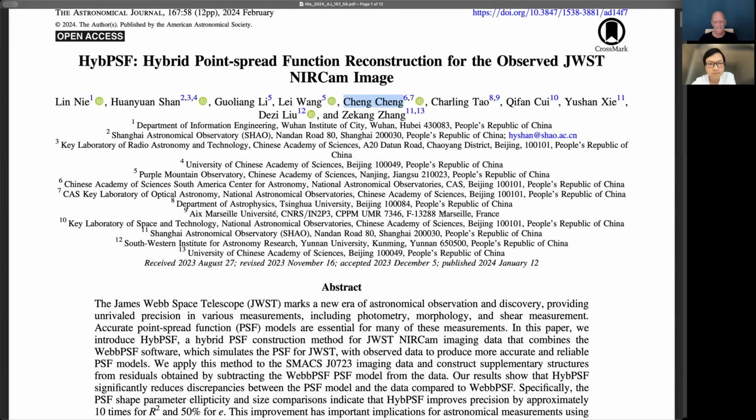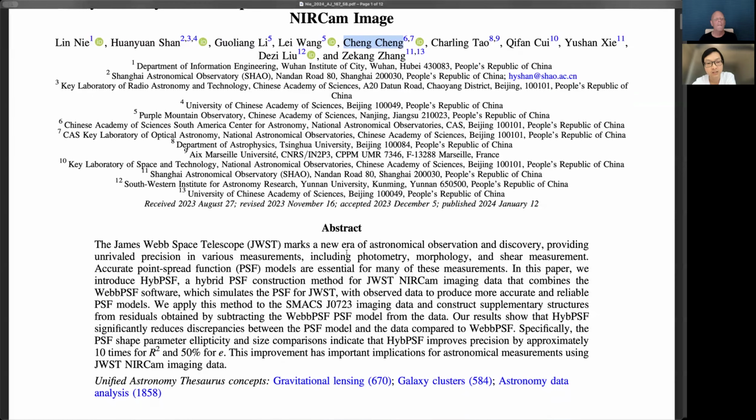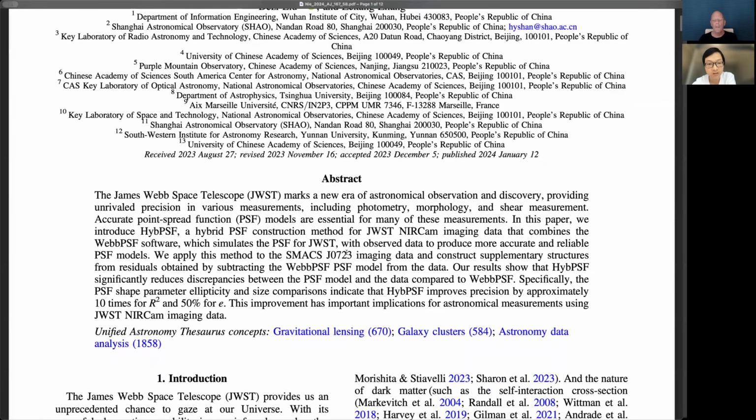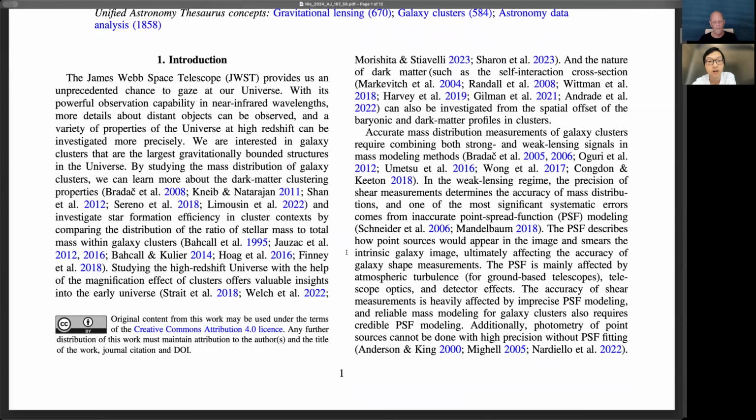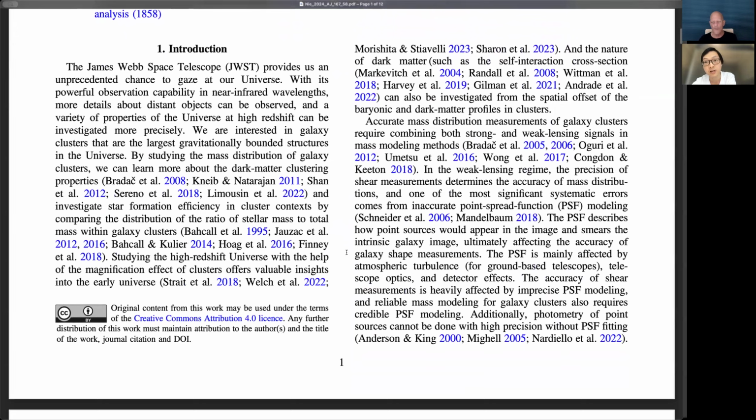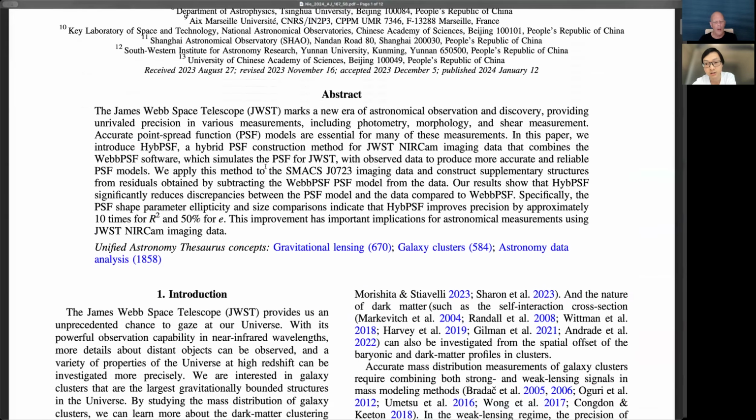Because, as mentioned previously, we mainly care about clusters, so the cluster SMACS 0723. We downloaded the data, and we want to measure the shapes of the galaxies. Because, as you know, the shape distortions for the lensing study are very weak.